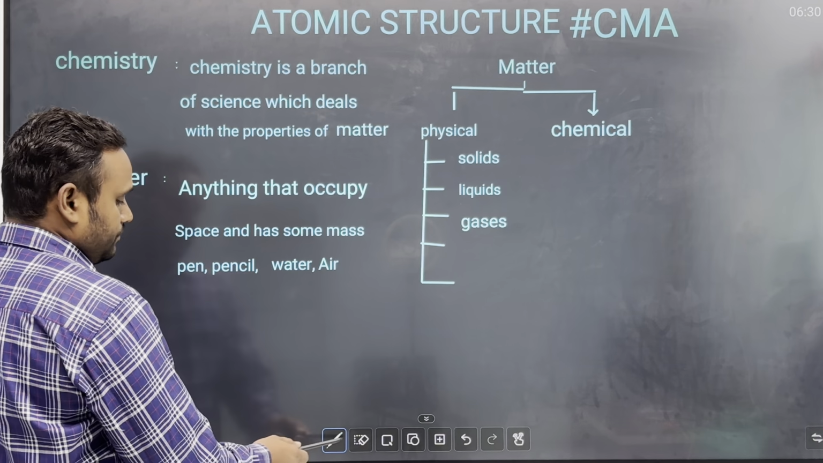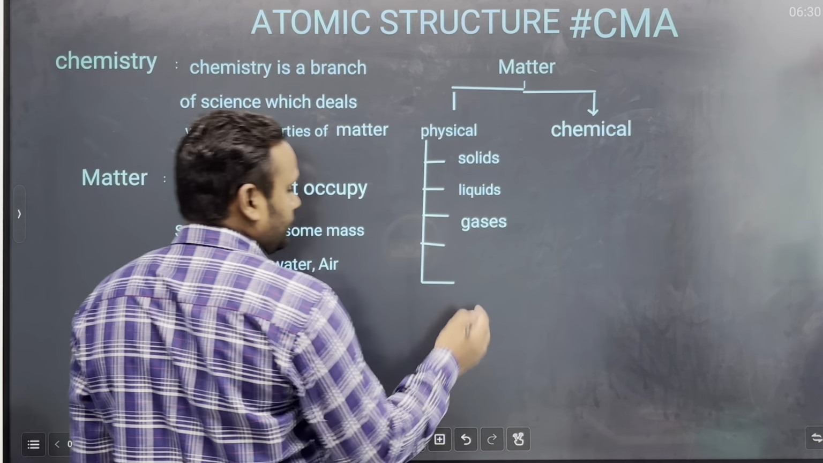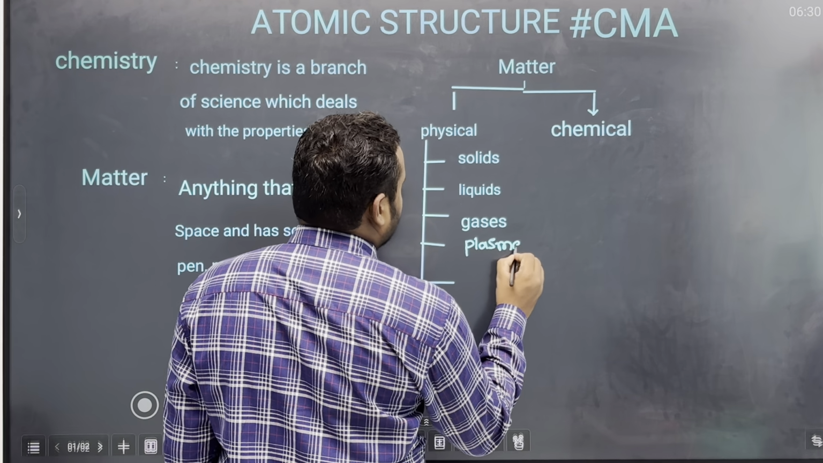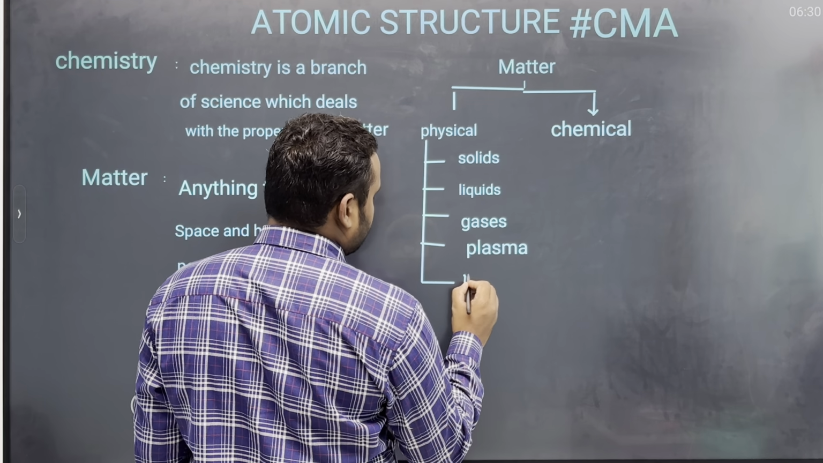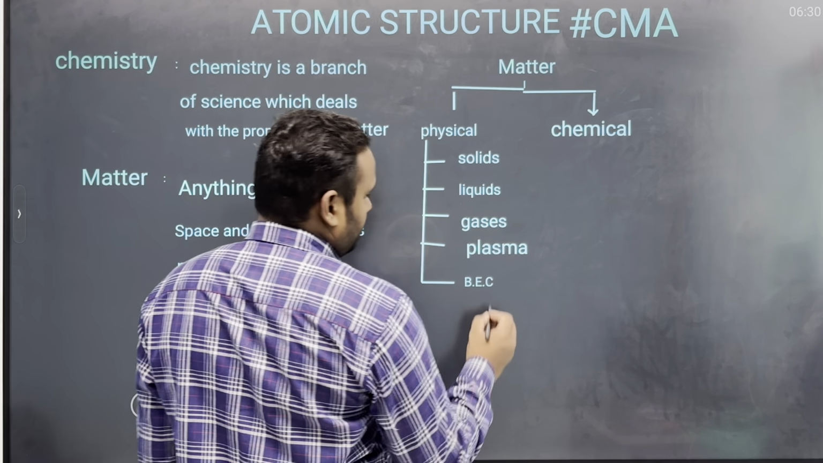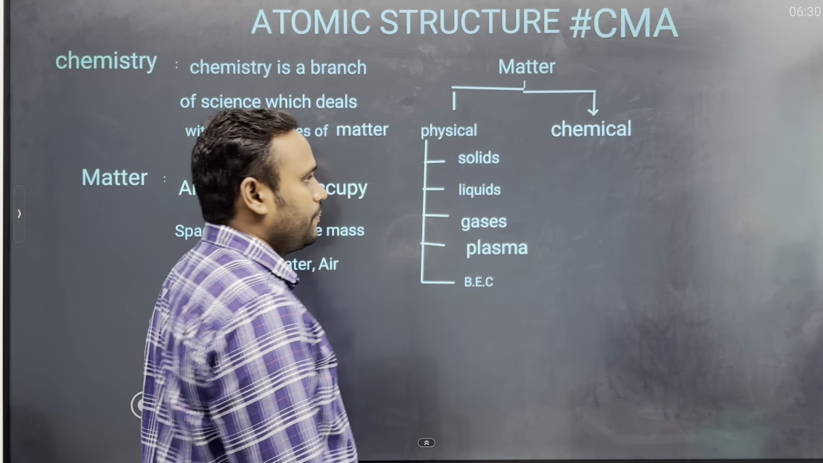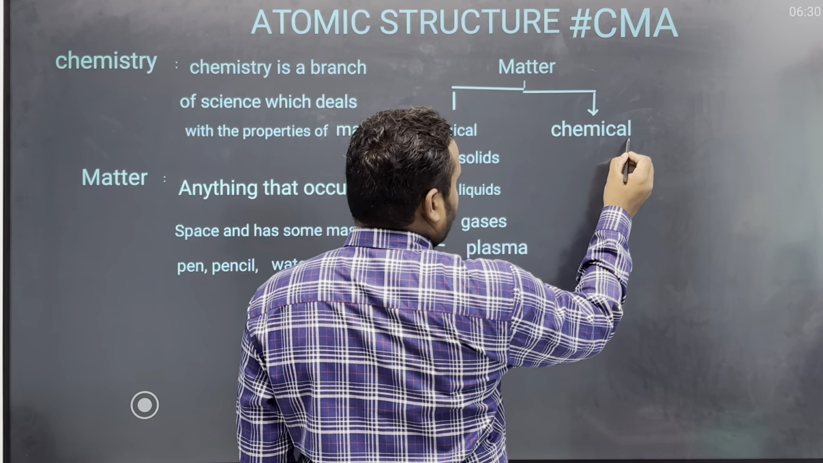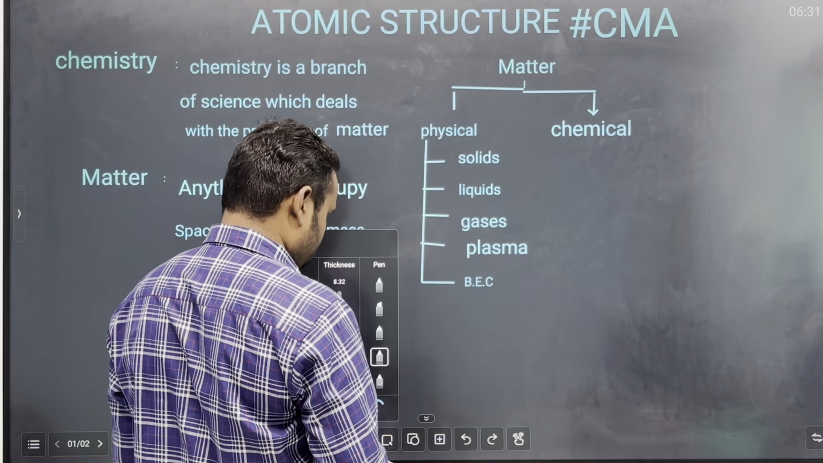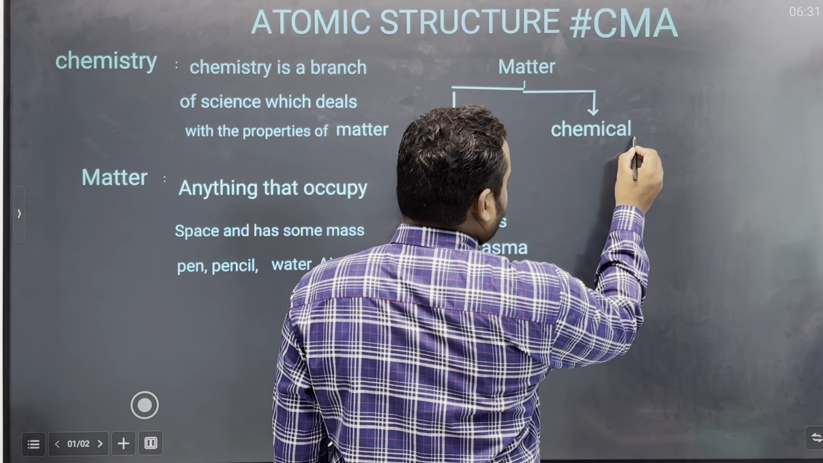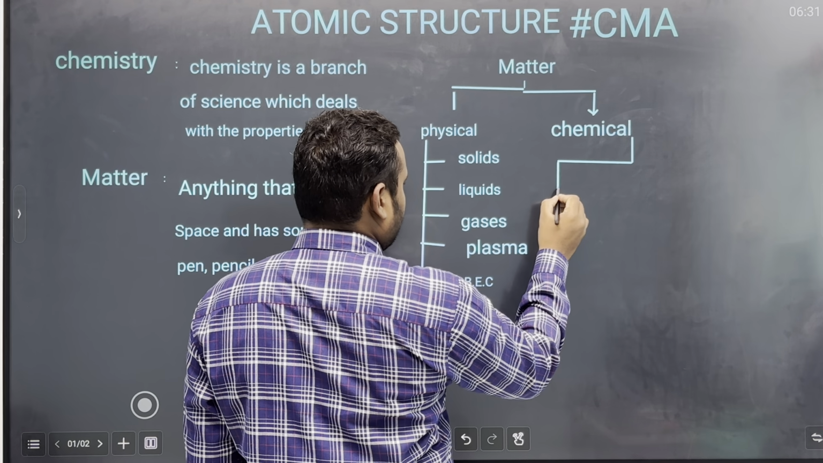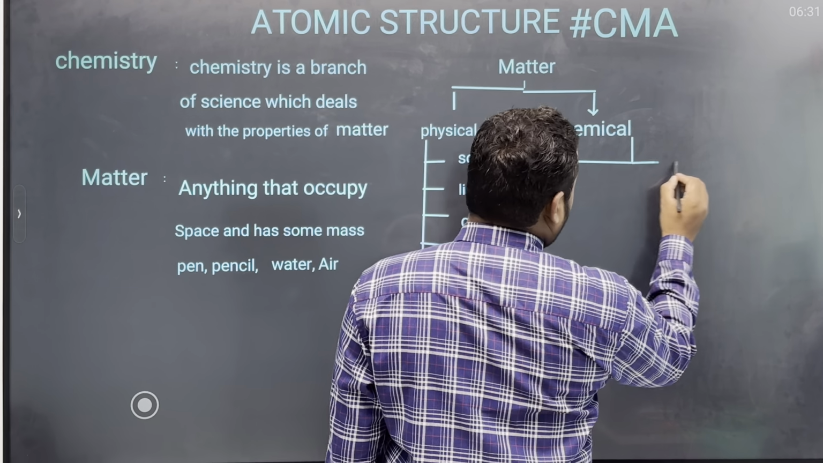Next, apart from this we are having two more physical states. They are plasma and Bose-Einstein condensed state, BEC. Next, coming to chemical classification. In chemical classification we can classify the matter into two types, that is pure matter and impure matter.